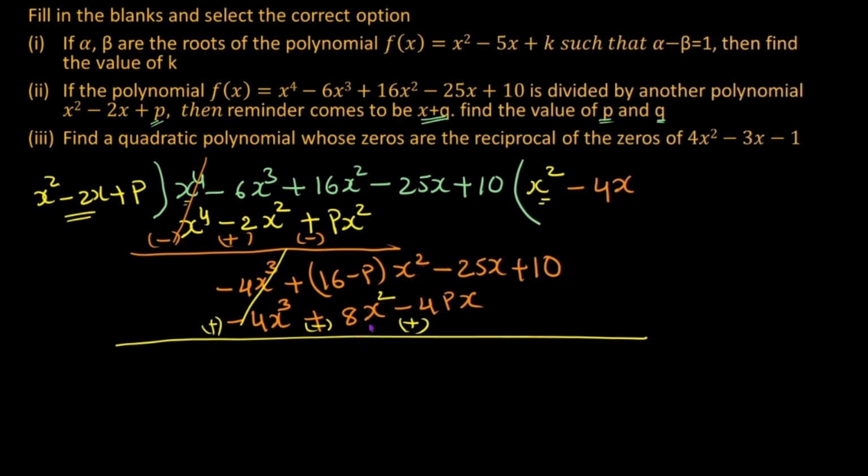Okay. So, if x squares get common here, then what will happen? This will become 16 minus p and minus 8, x square. Okay. So for the x, 4p minus 25x plus 10, right? So we need to do one more time here. So if you simplify this, 16 minus 8 is 8, right? So it became 8 minus p. Instead of another step, I am just erasing and putting 8 minus p here.